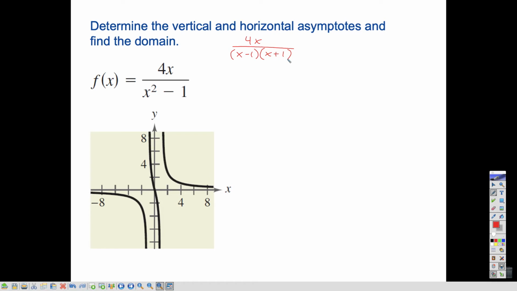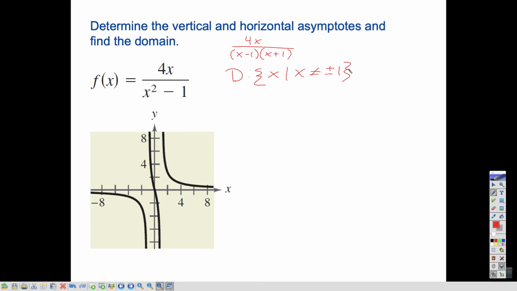Do you want to do our domain right now so we don't forget? That's what I'm doing right now. x plus or minus 1. So my domain, setting that denominator equal to 0, is x such that x cannot equal plus or minus 1. Now, you guys never thought you'd be able to do domain that quick, did you? Why can't I have 1 and negative 1? Because the denominator equals 0. Okay, so now I'm there.